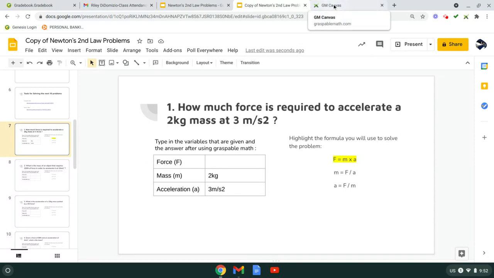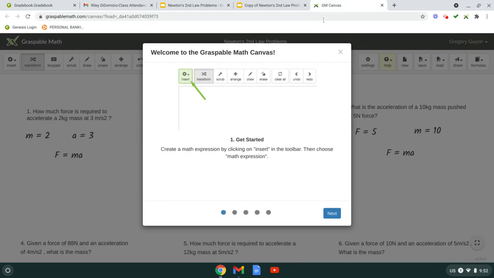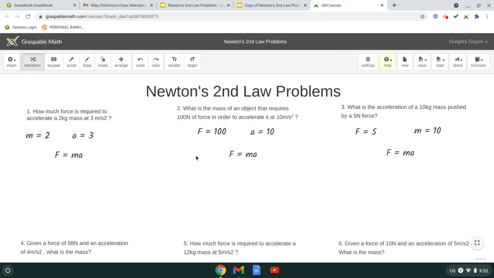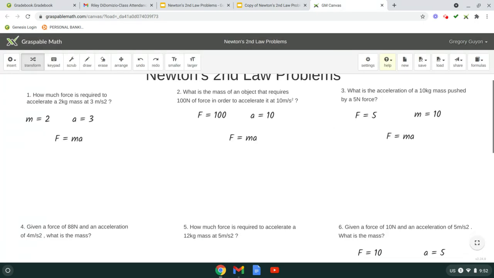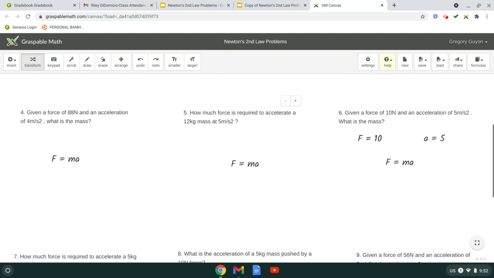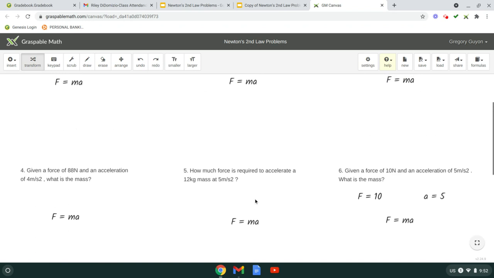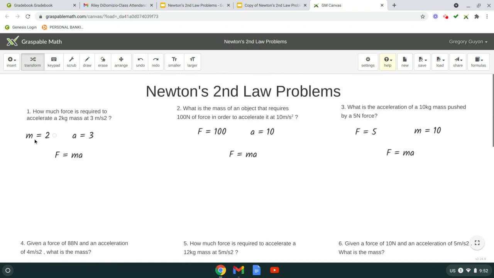So we have to go back to the Graspable Math link. I have all the problems set up here for you, just like we've done in the past. If you notice, all of the formulas are in here, F equals MA for each one, so we can plug in our numbers. We take our M and plug it in for the M, and take our A and plug it in for the A. I click my parentheses to get rid of them, and then we just have 2 times 3, which is 6.